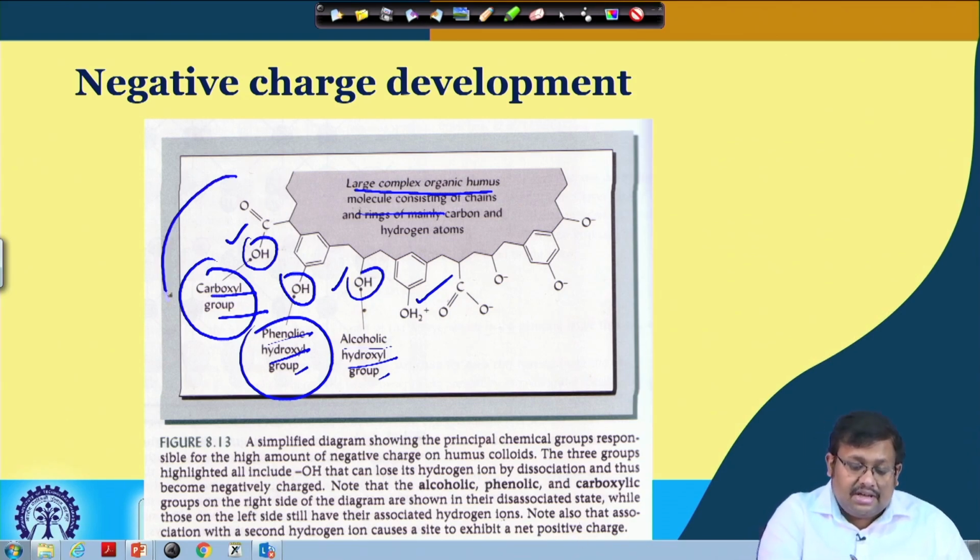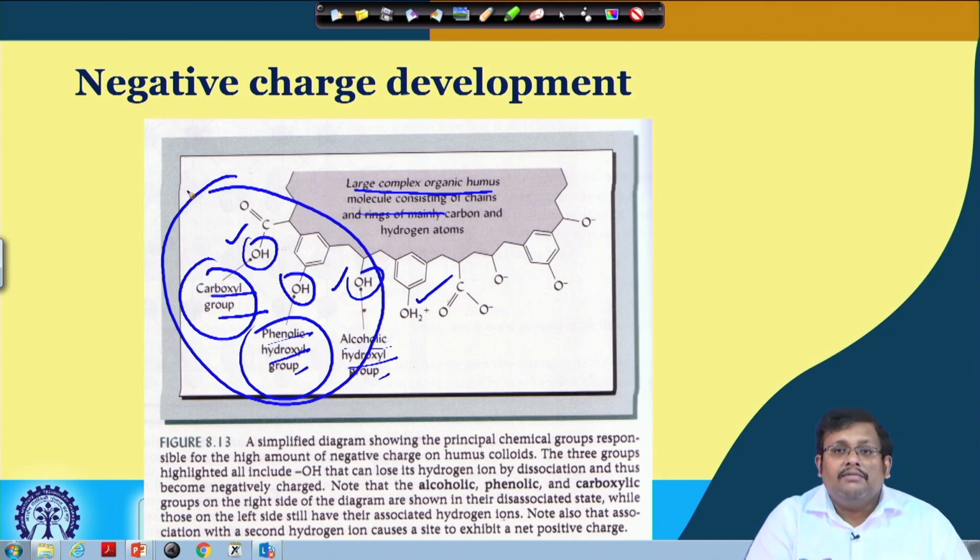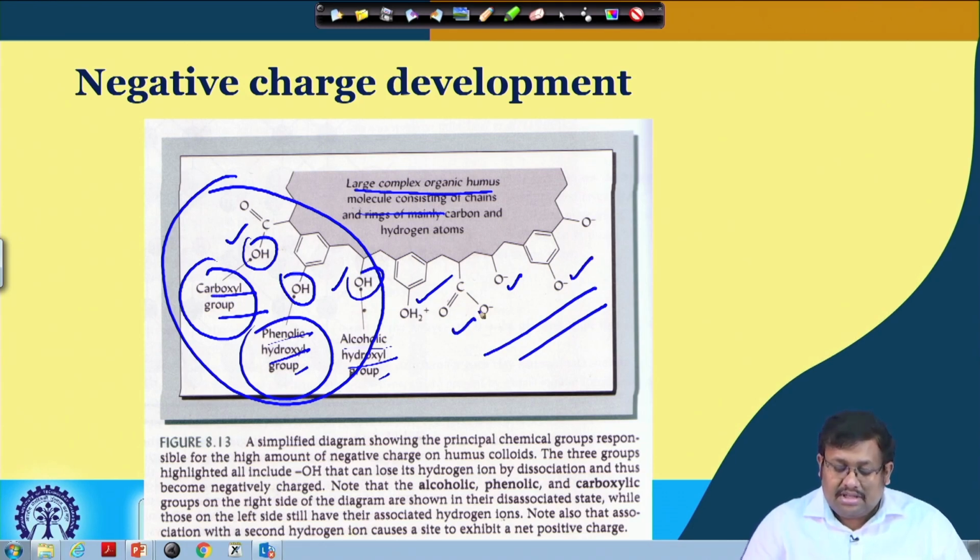So, on this side we are showing the whole functional groups. However, on the right side we are showing you the ionized form of these groups, where they are basically donating the protons and getting negatively charged. You note that the alcoholic, phenolic and carboxylic groups on the right side of the diagram are shown in their dissociated state. So, this is an alcoholic group which is dissociated, this is a phenolic group which is dissociated, and this is a carboxylic group which is also dissociated, while those on the left side still have their associated hydrogen ions.